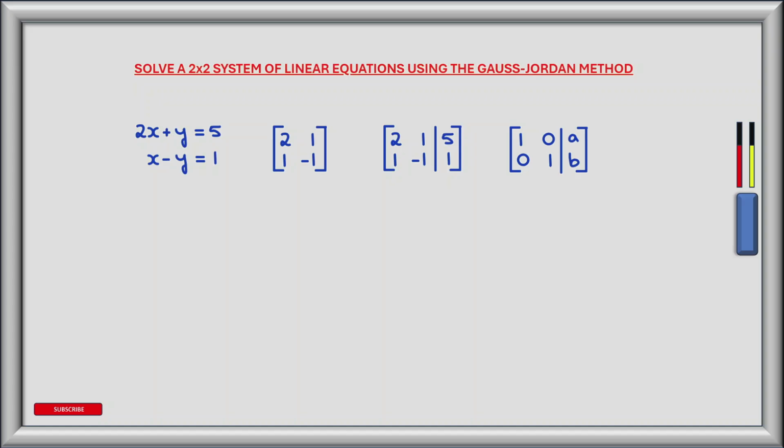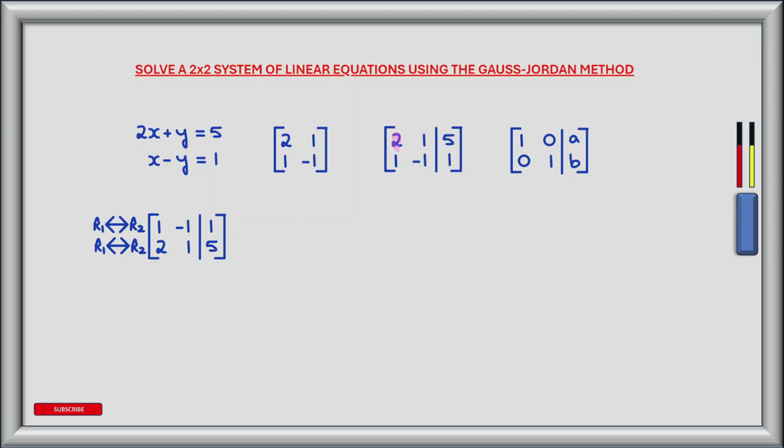So for step 1, the first row needs to have a leading coefficient of 1. So we need a 1 in row 1, column 1. So we need to get a 1 in this position here. And we can do this by swapping row 1 with row 2. So this is row 1 and this is row 2. So if we swap row 1 and row 2, row 1 becomes 1, minus 1 and 1, and row 2 becomes 2, 1 and 5.